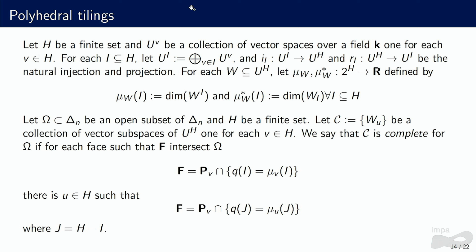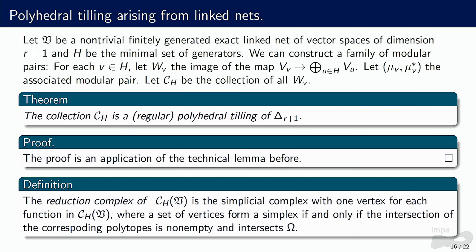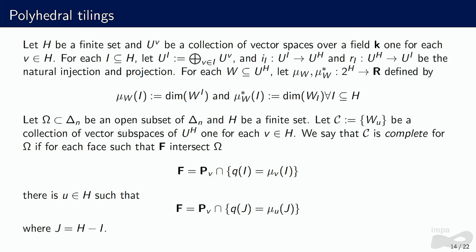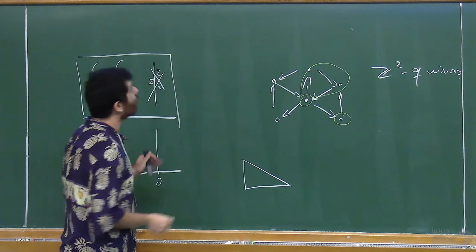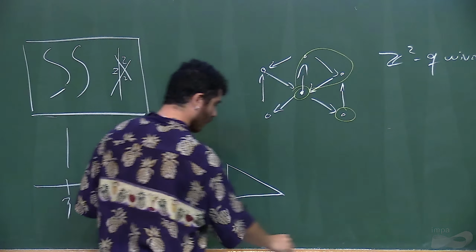And when we have a collection of polytopes, a collection of vector subspaces of this direct sum, we can ask for another condition, which is to be complete. To be complete for omega means that every time I have a polytope, let me say this one, for example, which intersects omega, which is an open set, there is another polytope at the other side of the face. This could be something like this. It doesn't need to intersect in a face.